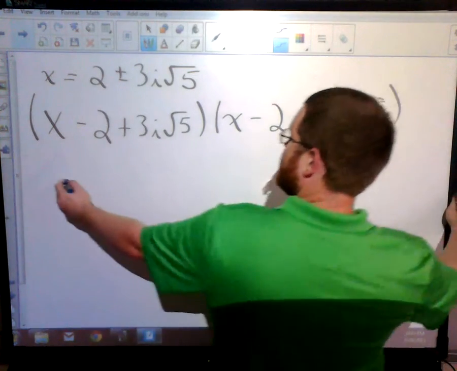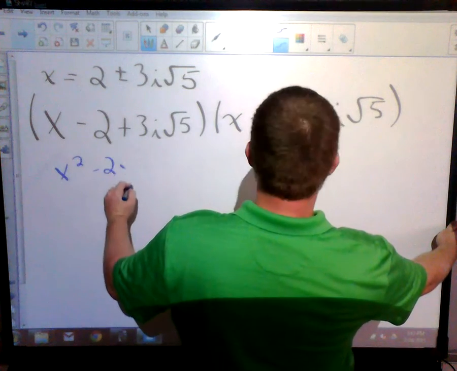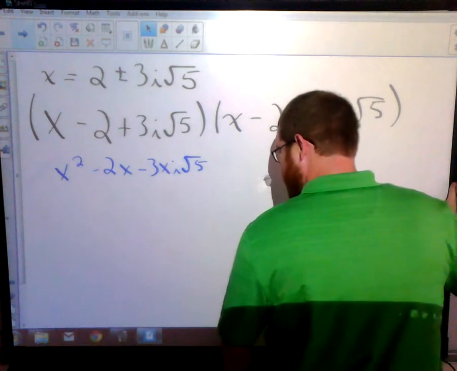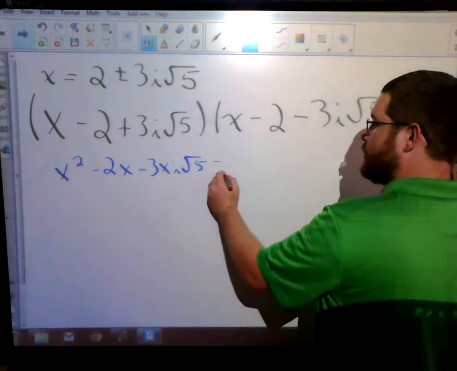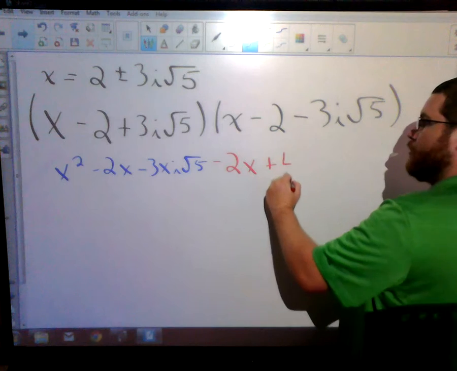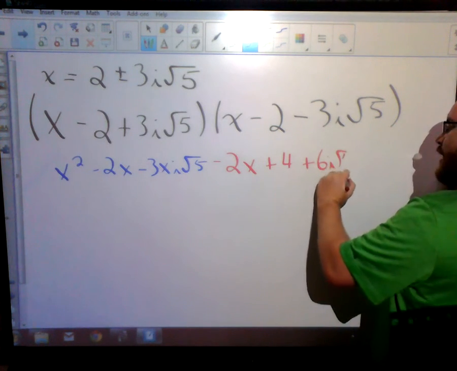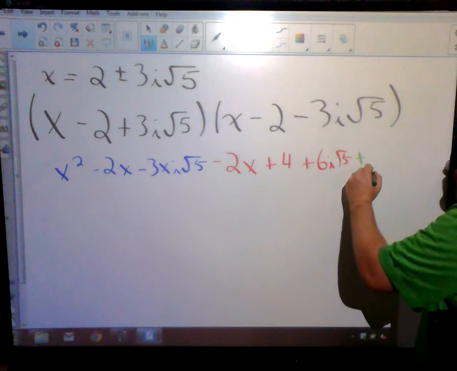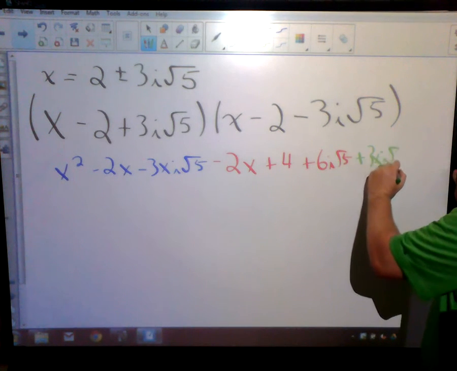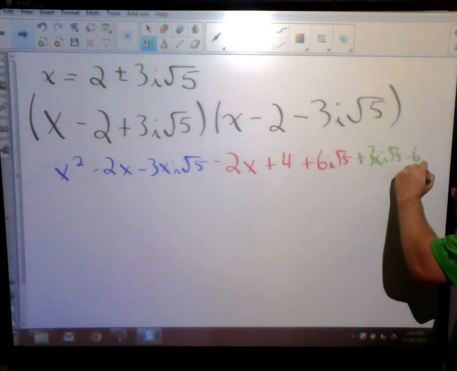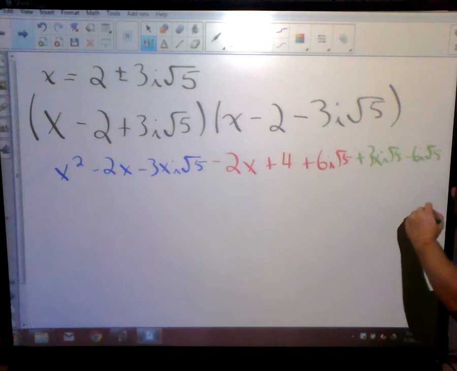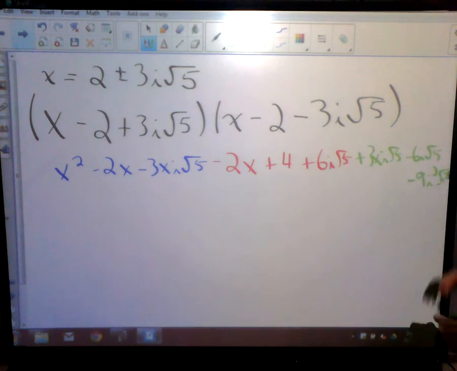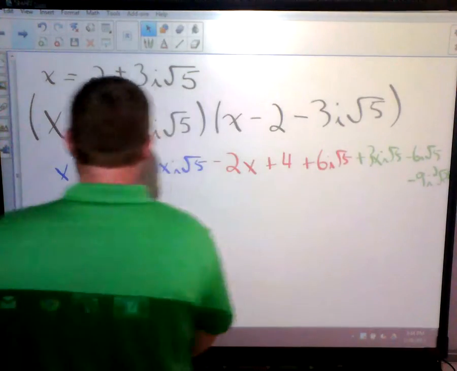Distribute the x across. You get x squared minus 2x minus 3xi square root of 5. Distribute the negative 2 across. You get negative 2x plus 4 plus 6i square root of 5. Distribute the 3i square root of 5. You get plus 3xi square root of 5 minus 6i square root of 5 minus 9i squared square root of 25. So let's do some cleanup.